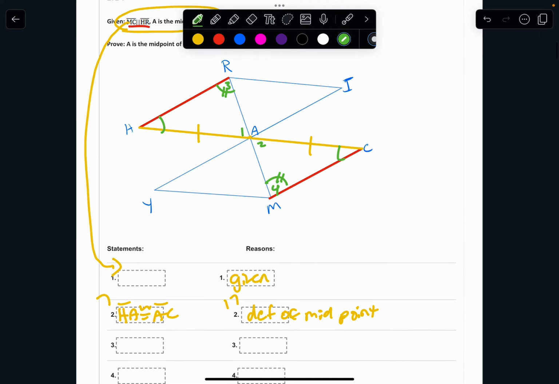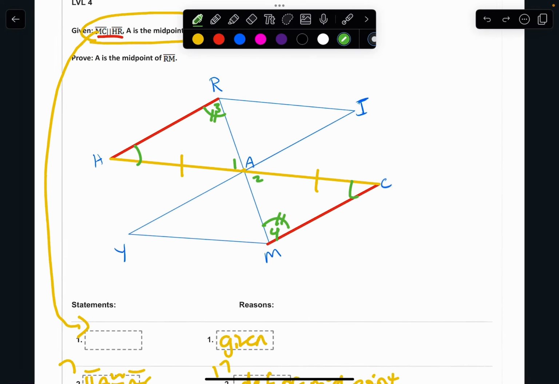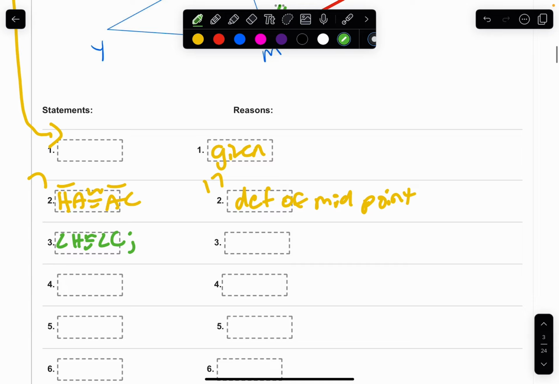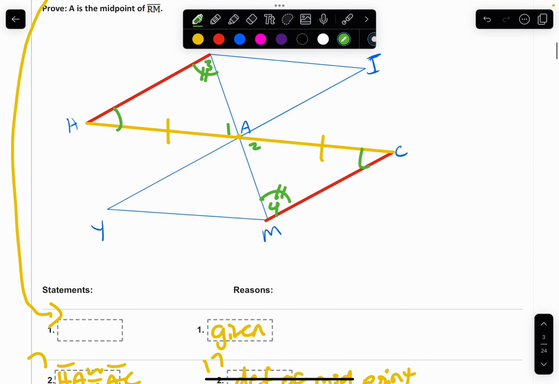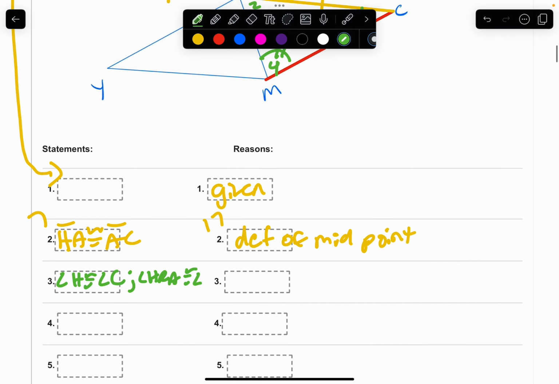So we're going to get that in our proof. That would be angle H is congruent to angle C, which, because there's only one angle H, you are allowed to say angle H. And angle HRA is congruent to angle CMA.